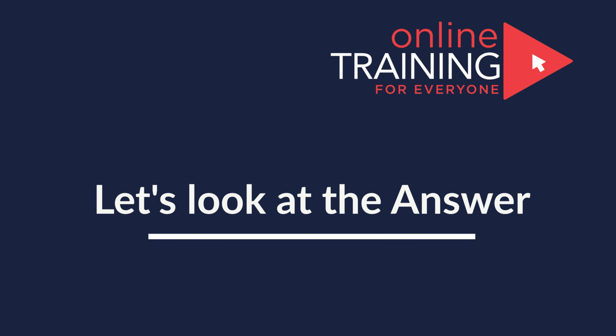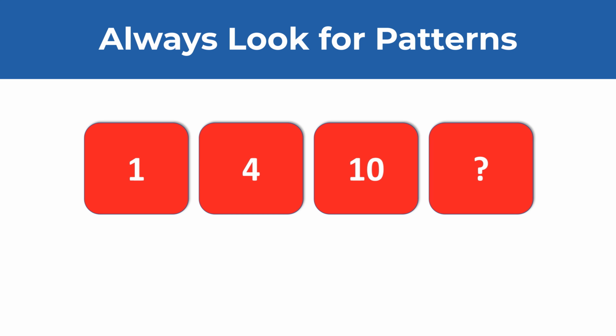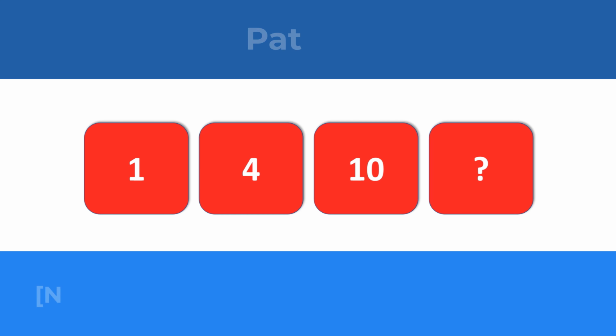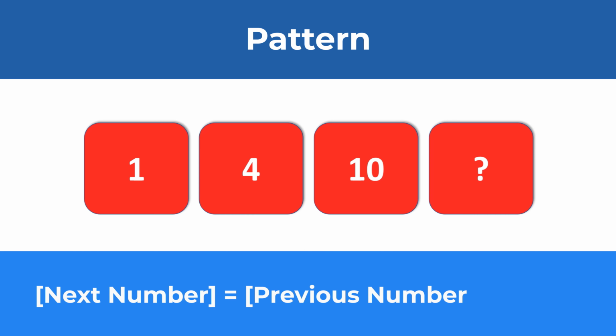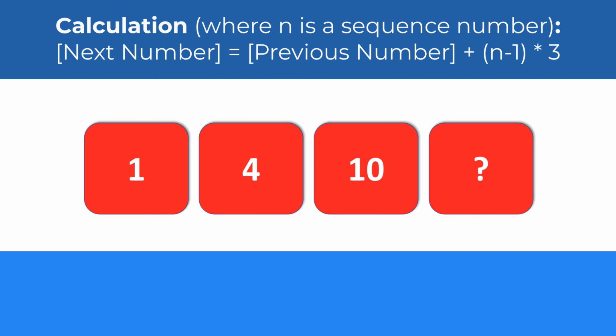As usual, my advice to you, always look for patterns. And the pattern in this case is that the next number is calculated as the previous number plus (n minus 1) multiplied by 3, where n is the number in the sequence. So to calculate the missing number, let's walk through the sequence.